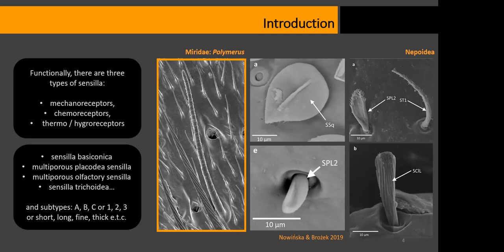In addition, some taxa have sensilla with very characteristic shapes not found in other insects, e.g. in waterbugs, leaf-shaped, club-shaped, brush-shaped sensilla, and others unknown. But the information provided in this presentation will be only about terrestrial true bugs.